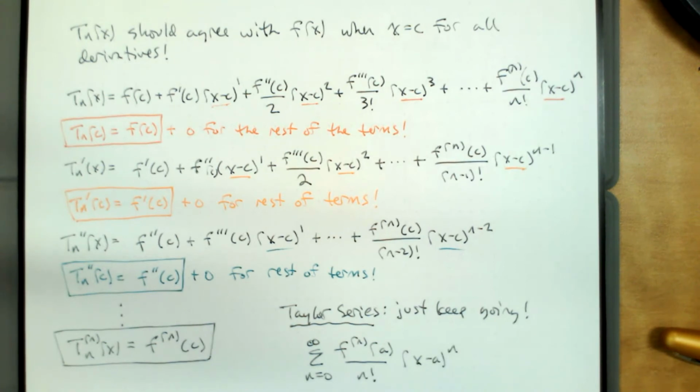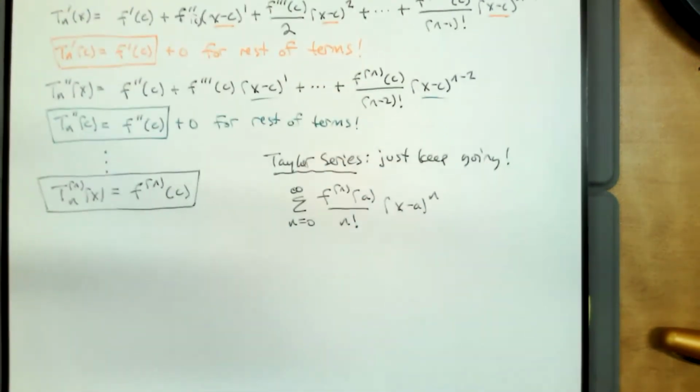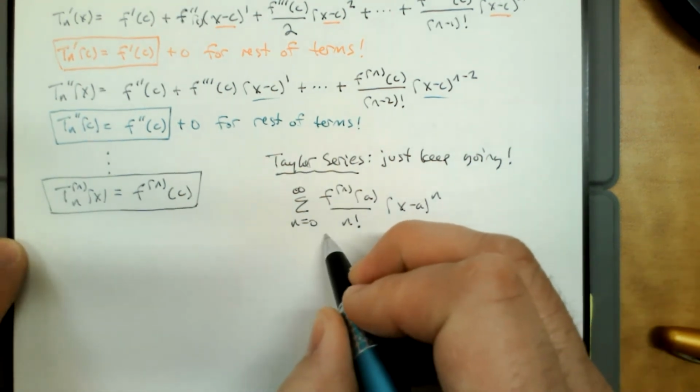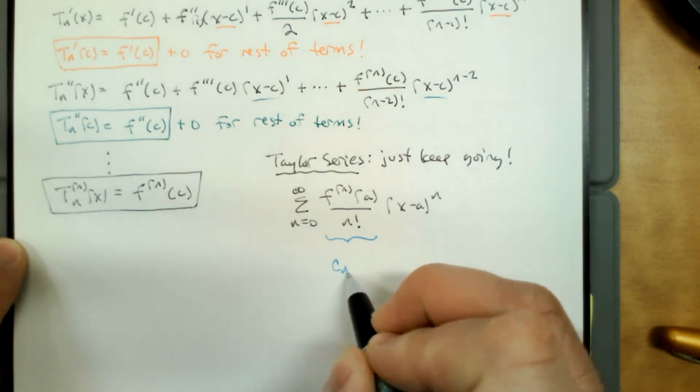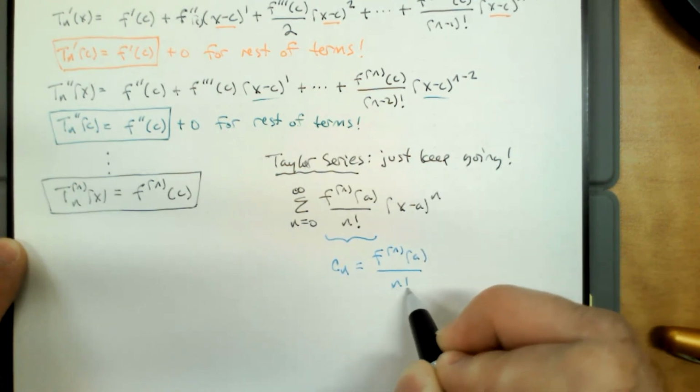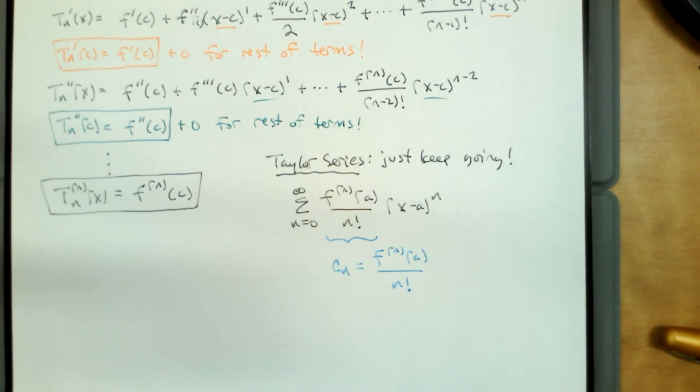So we see that a Taylor series is just a power series with a particularly defined coefficient. This is the Cn, the coefficient in the power series that is the Taylor series. The coefficient for the Taylor series is the nth derivative of f at a divided by n factorial. Any questions?